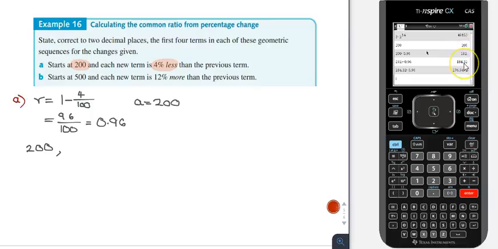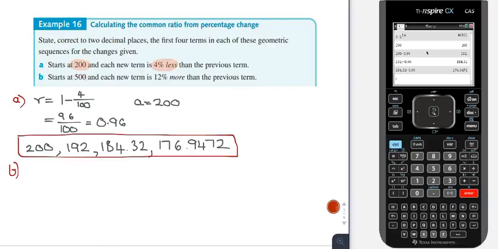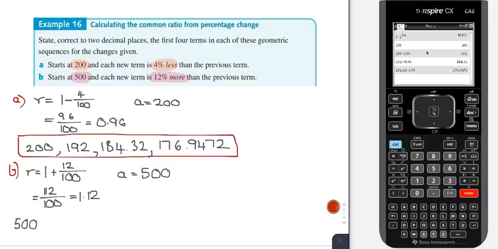So I'm getting out each of my terms, just using my CAS calculator. And then this gives me these results. Now I wanted the first 4 terms, so I'm going to put the 4 terms in, and then that's my answer. Part B, we start at 500 and we're looking at a 12% increase or 12% more than the previous term. Ratio, again, can be written as 1.12 with a starting value of that 500. I'm going to use the calculator again, so 500 times 1.12, etc., to give me my 4 results.